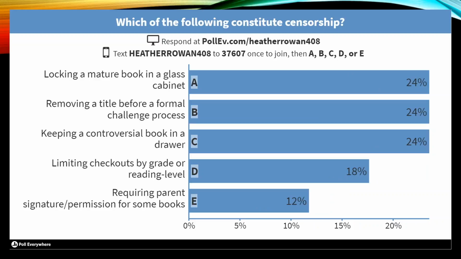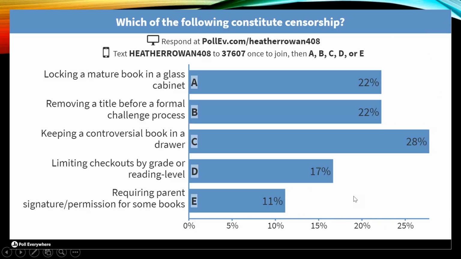Parent signature is an interesting one. This tends to be the way that a lot of middle schools manage their checkouts of Lone Star books, or elementary schools manage their checkouts of the J level Bluebonnet books that maybe teachers or librarians think are a little too grown up for their kids. But we agree, right? These are all censorship.